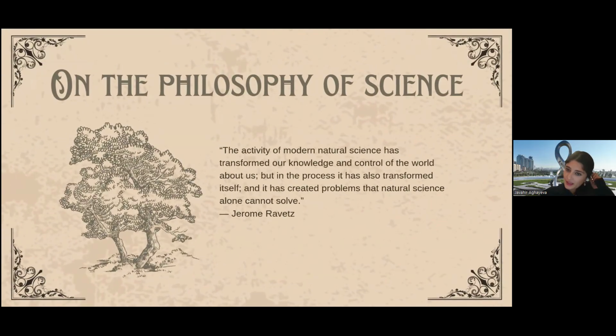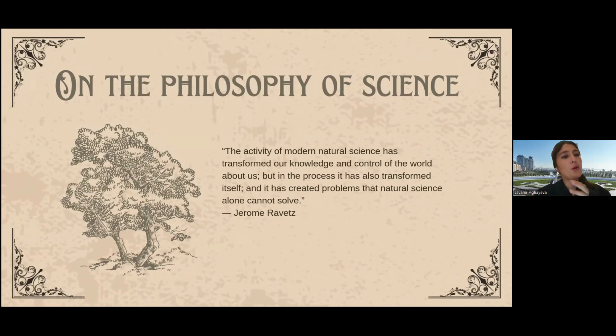Yes, again about the philosophy. This is the point of how, in today's trends, we try to adopt AI and how it looks for today's era. And Jeremy Rabbit said, this activity of modern natural science has transformed our knowledge and control of the world about us. But in the process, it also transformed itself. It has created problems that natural science alone cannot solve.